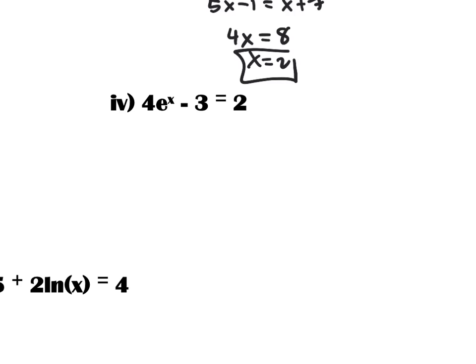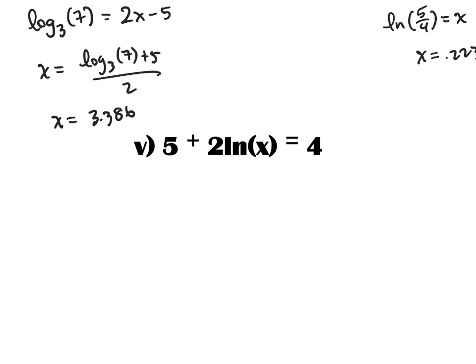Outstanding. Okay, let's do the next one. Add 5, divide by 4. So e to the x is equal to 5/4. So the natural log of 5/4 is equal to x. The natural log of 5/4 is 0.223. We are doing some intermediate level solving.